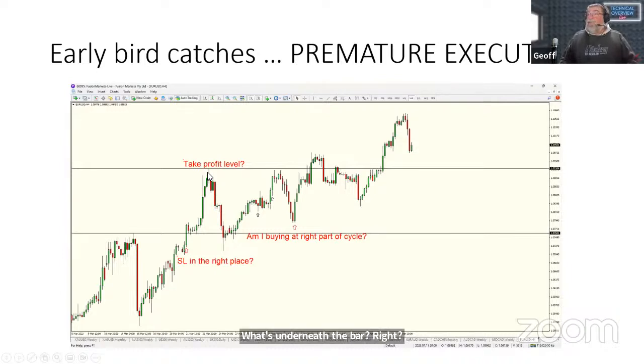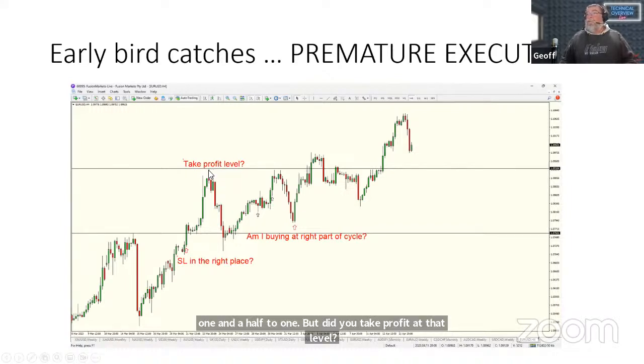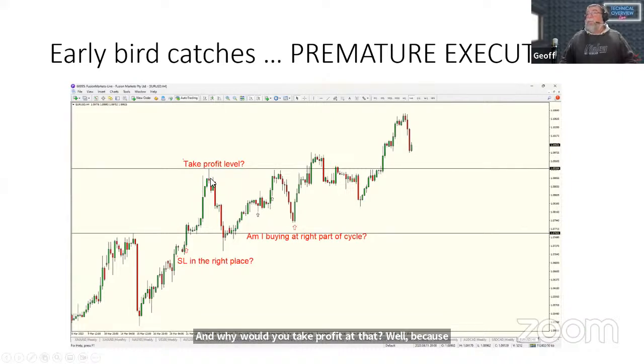You would have got a nice little profit out of that, maybe 1.5 to 1. But did you take profit at that level? And why would you take profit at that? Well, because you got a reversal bar. Maybe that was a good place to take profit.